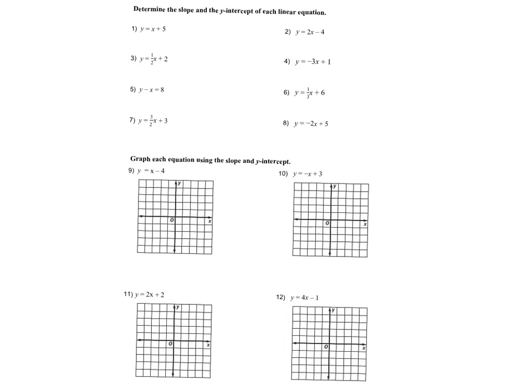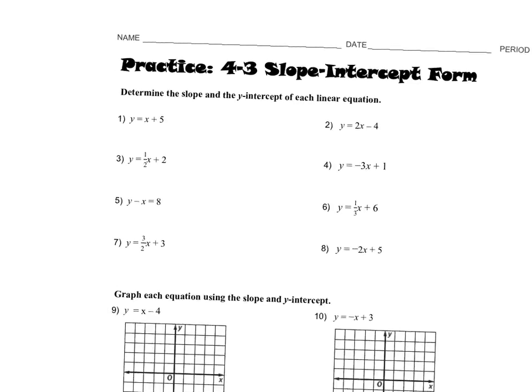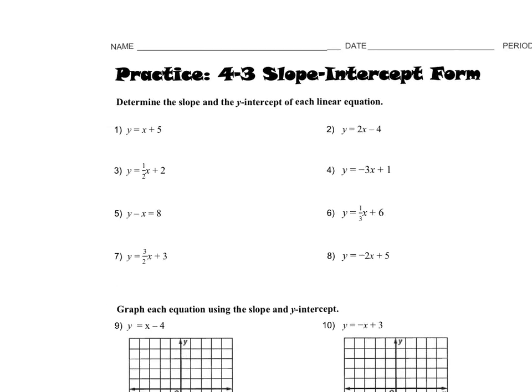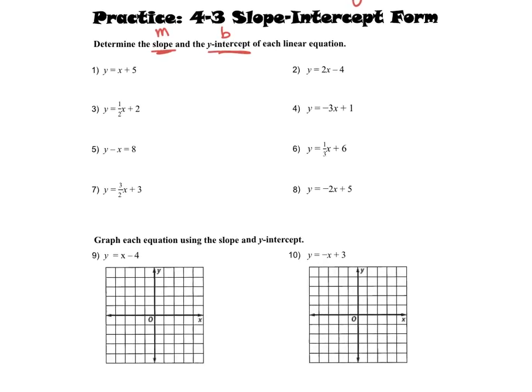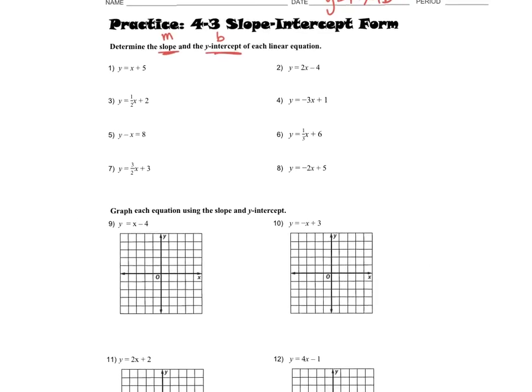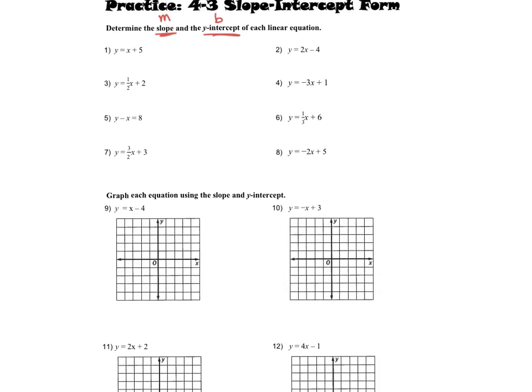Just up at the top, you're doing like we did on the notes. You're identifying the slope, which is the m, and the y-intercept, which is your b, because of slope-intercept form, y equals mx plus b. You're just identifying those two pieces. Down at the bottom, you're doing like we did on the graphs. This first one, y equals x minus 4, so see it as y equals 1x minus 4, if that helps you. Same thing on this one down here.